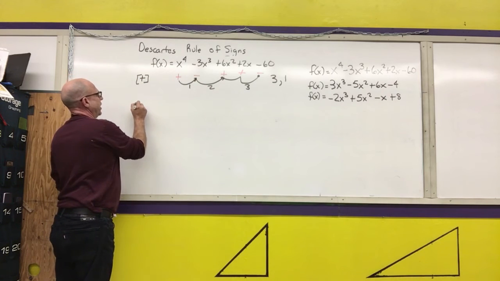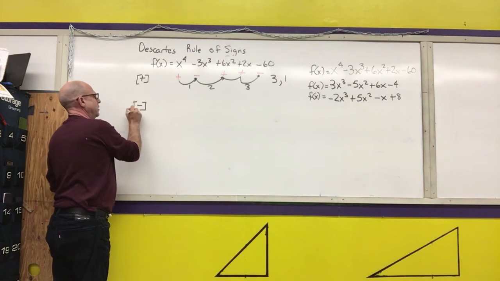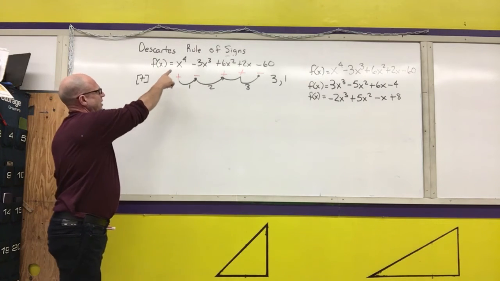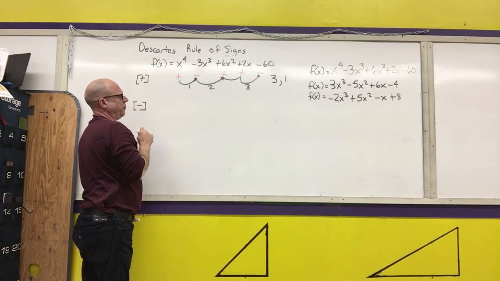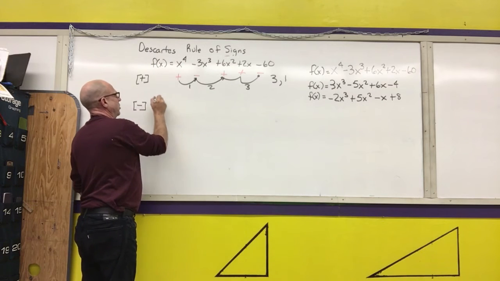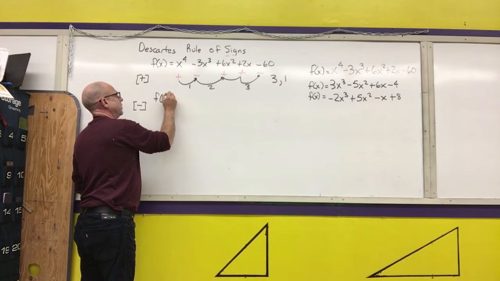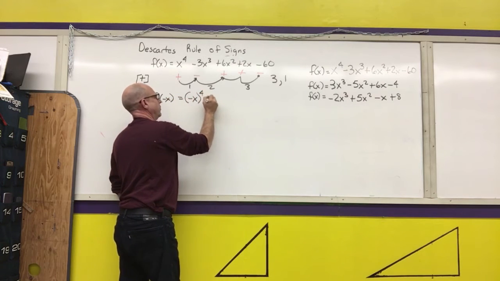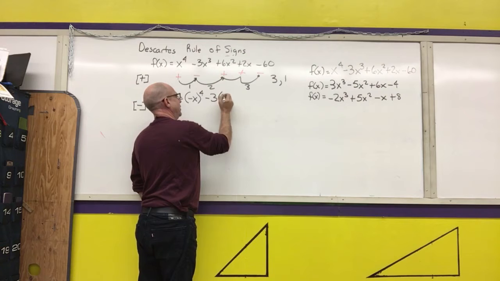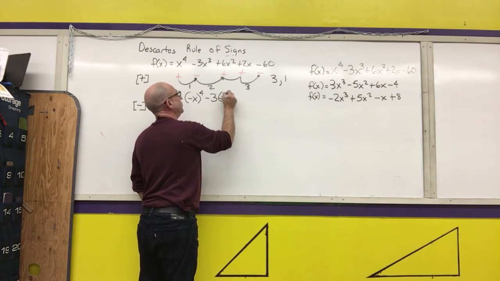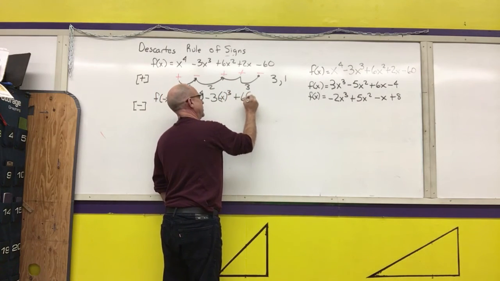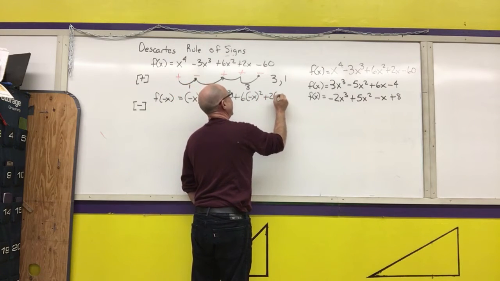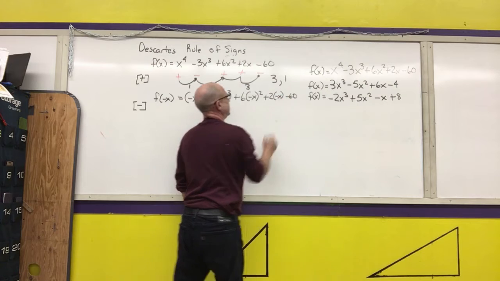To analyze the number of sign changes for the negative function, I need to put a negative x everywhere there's an x. So f of negative x equals negative x to the fourth minus 3 times negative x cubed plus 6 times negative x squared plus 2 times negative x minus 60.